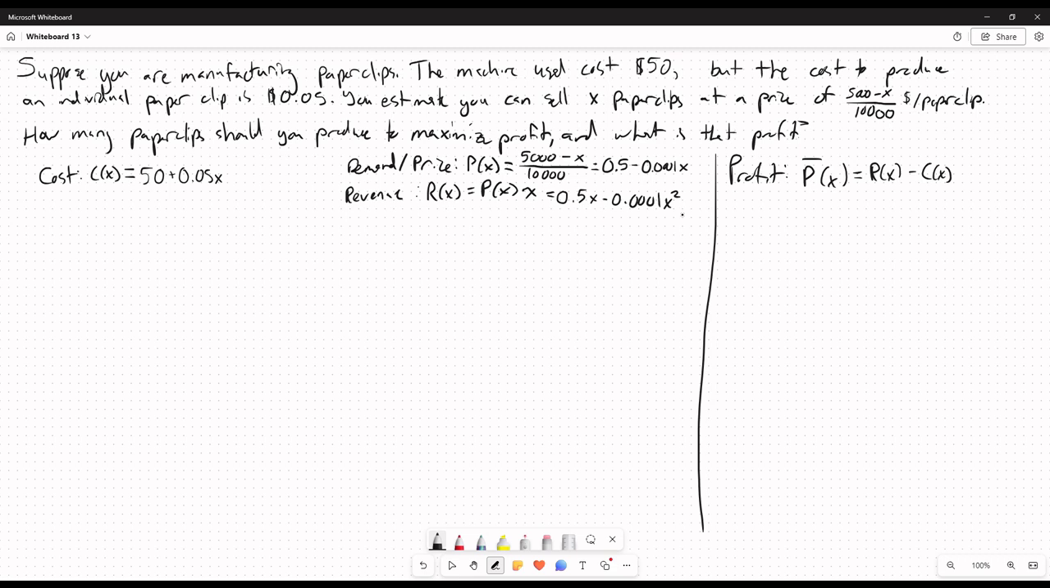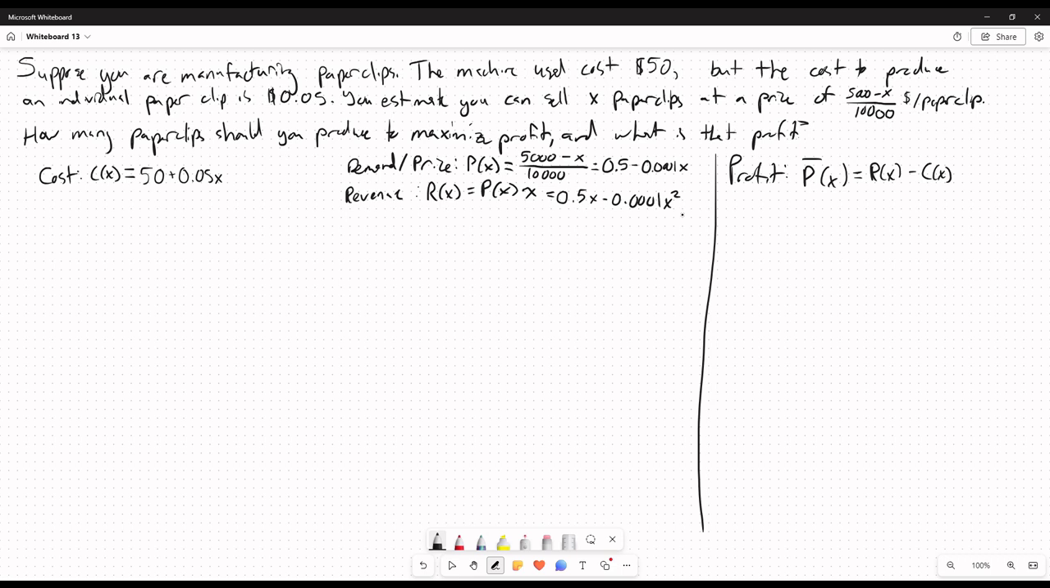So we're going to have two main functions that will tell us the rest of our story. We have a cost function, which is how much it costs to produce x paperclips, and a demand function, which basically tells us what price should I charge if I want to sell x paperclips. So my cost function here is going to be the initial investment I made, which is $50, plus 5 cents per paperclip, which gives me 50 plus 0.05x.